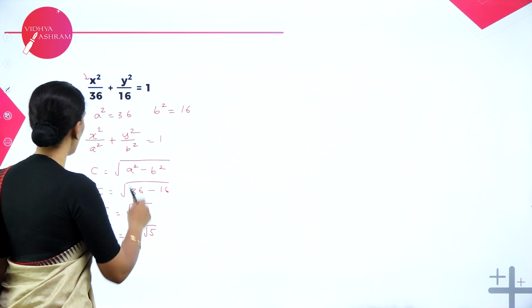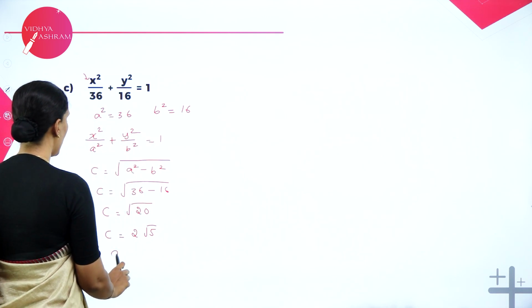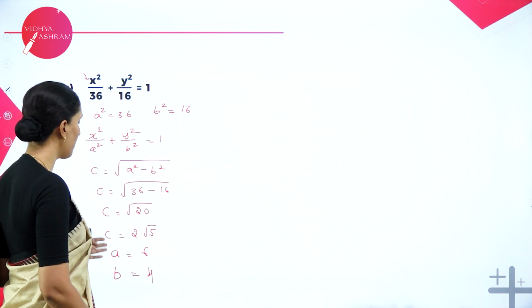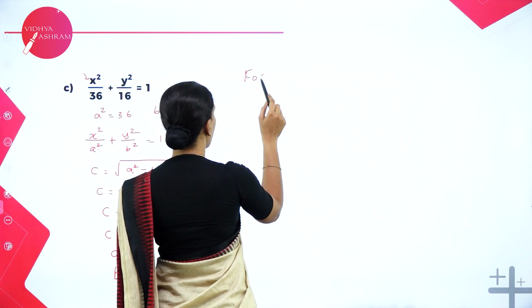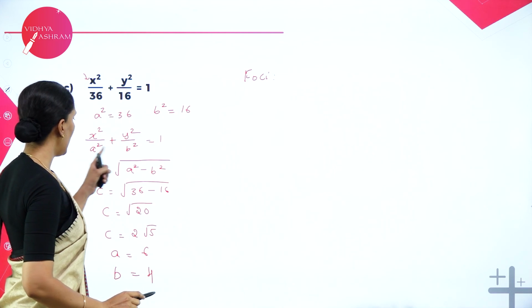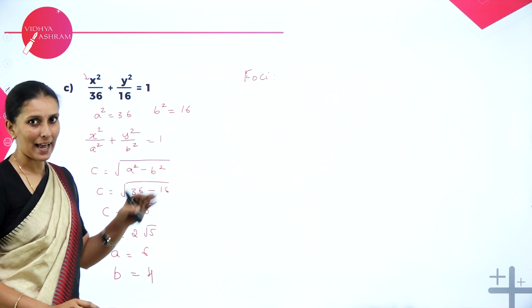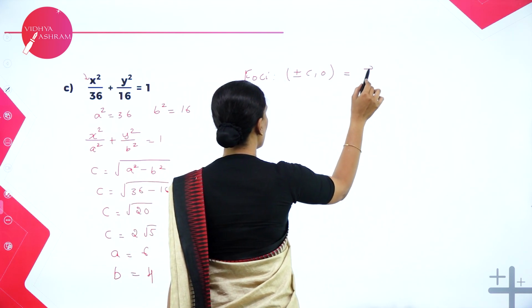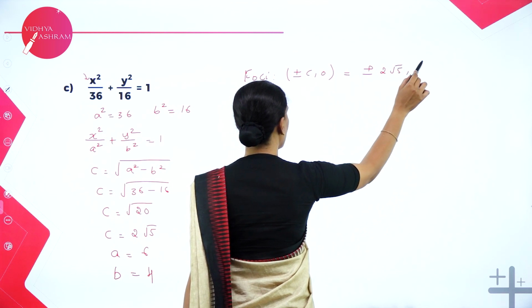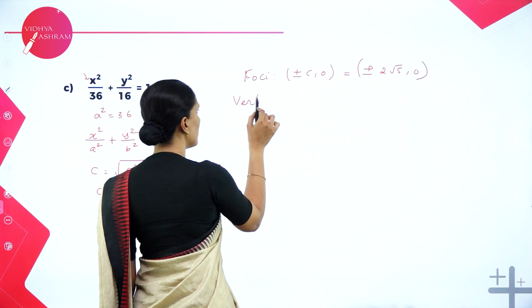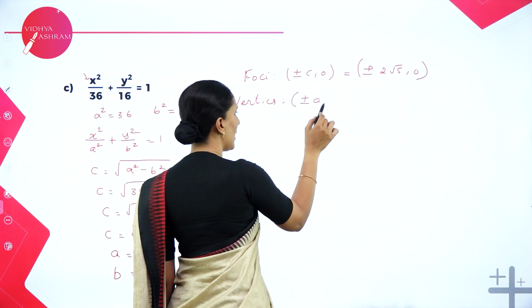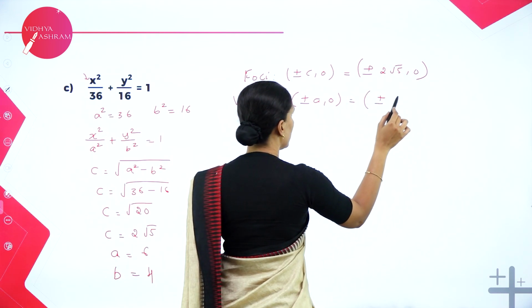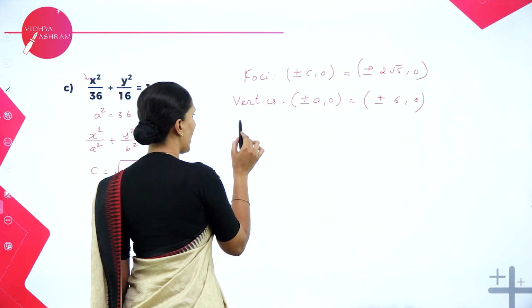Now, let's write. So, a square is equal to 36 means we get a is equal to 6. B square is 16 means we get b is equal to 4. So, we have all a, b, c. So, first foci. So, it's a horizontal ellipse, which means the major axis is along x-axis. So, therefore, foci is plus or minus c, 0, which becomes plus or minus 2 root 5, 0. Next, we have vertices, which is plus or minus a, 0. So, plus or minus 6, 0.